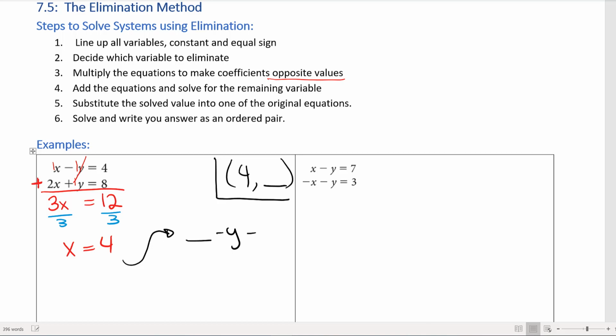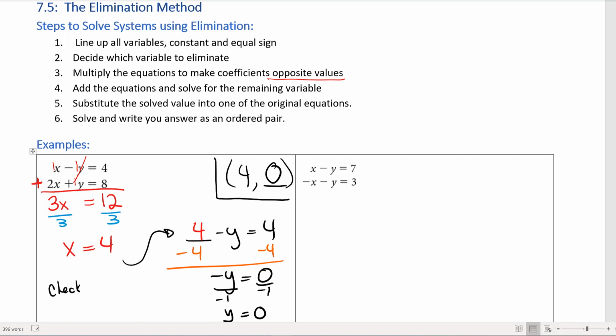x minus y equals 4, but instead of x, I'm going to replace x with 4. And then I subtract 4 from both sides, which gets me -y equals 0. Please don't just stop and say, oh, no solution. 0 is a number, okay? A lot of people forget that 0 is a number. Give them a little credit. Now I divide both sides by -1, and 0 divided by -1 is 0. So my answer is (4, 0).